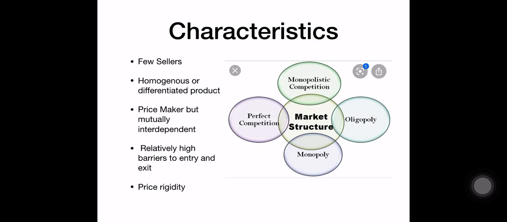In terms of product description, or the kind of product sold under oligopoly, the product can be homogeneous or highly differentiated. This is the reason why advertising plays a huge role under oligopolistic markets.